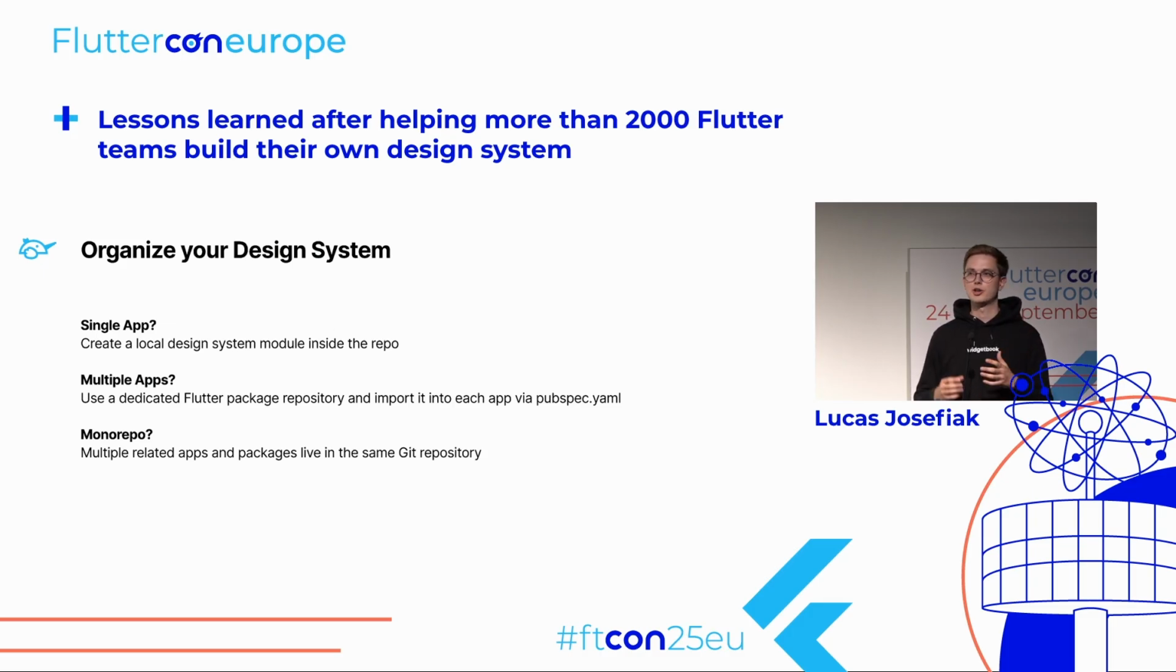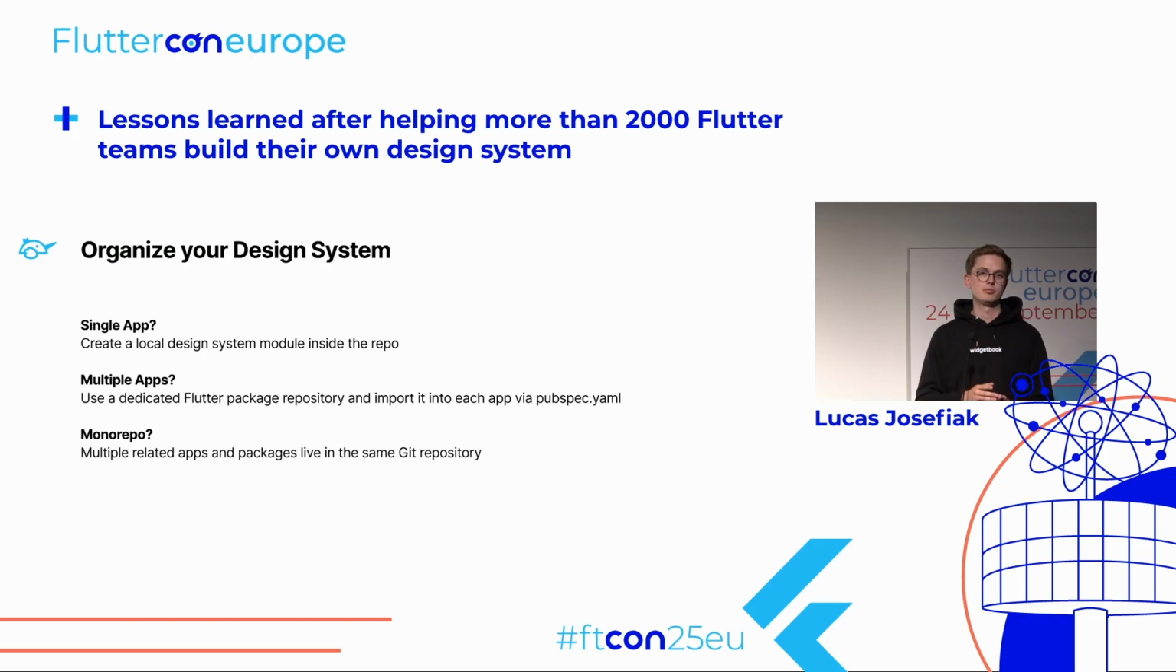First of all, are you building a single app, or are you building multiple apps? If you're just building one app for your design system, usually the easiest way is to create a local design system module inside your already existing repo. If you build multiple apps, it might make sense for you to use a dedicated Flutter package repository, and you then import it into each app via the pubspec YAML file.